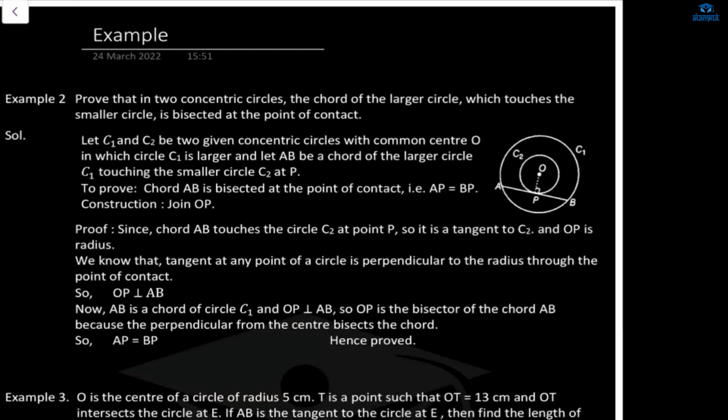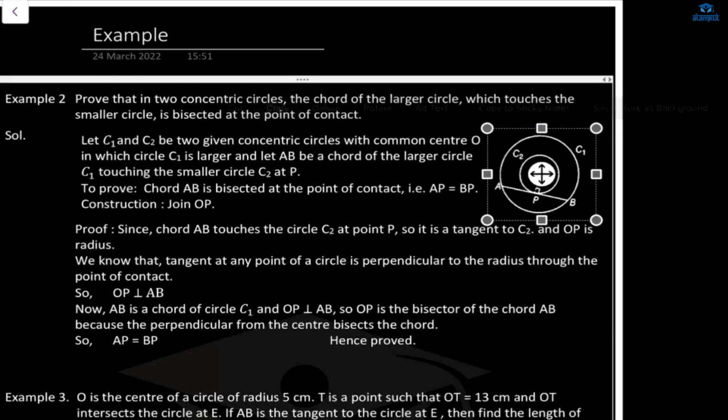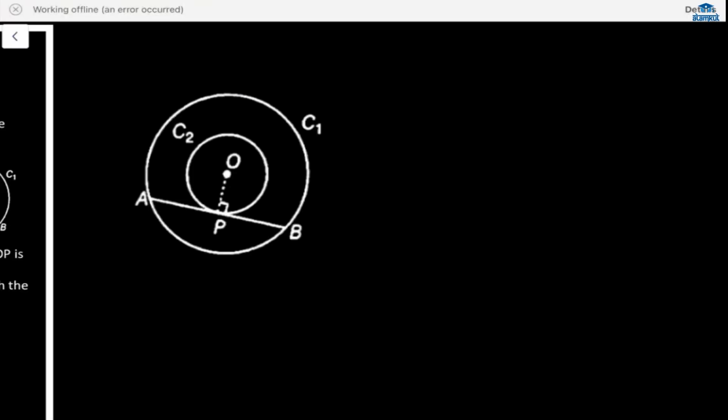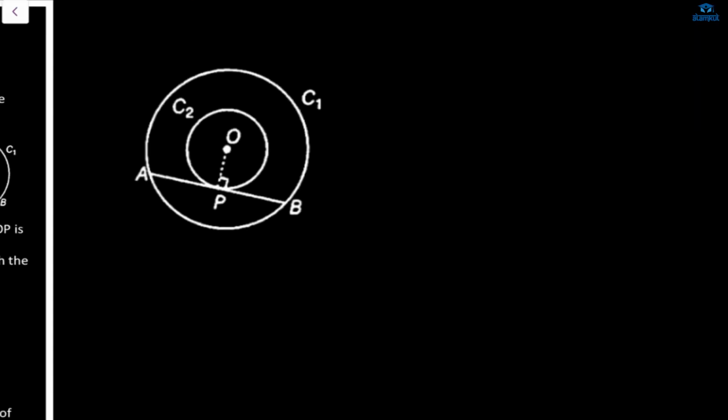Let me copy this figure here, but according to the question, you have to draw the circles. You can simply draw the two concentric circles. It is given that you have two concentric circles, C1 and C2, where C1 is the bigger circle and C2 is the smaller circle in my case. The chord of the larger circle, chord means a line that goes from one end of the circle to the other end. Diameter is also a chord, but it is the longest chord, a special case of the chord.